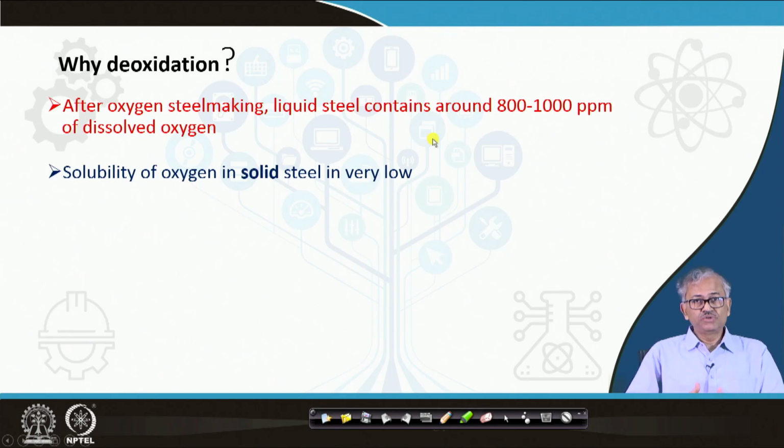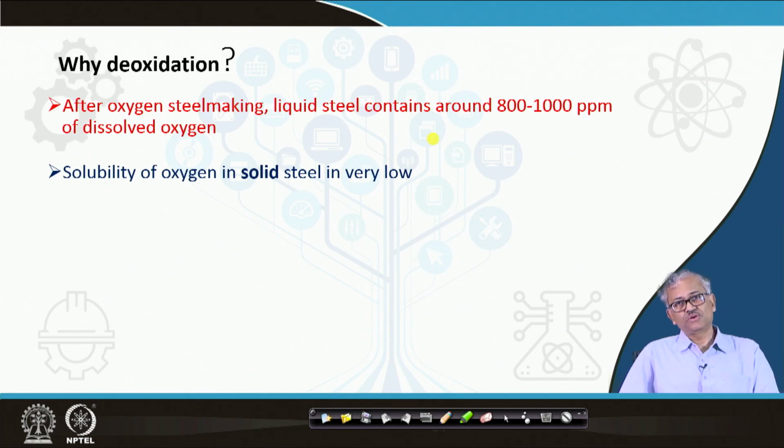But this is the liquid state. Liquid state iron can dissolve this much oxygen, 800 to 1000 ppm. But if you go to the solid state, if you solidify, then the solubility of oxygen in solid steel is negligible, very, very less. So what will happen during solidification? This oxygen will come out in the form of CO bubbles, right?